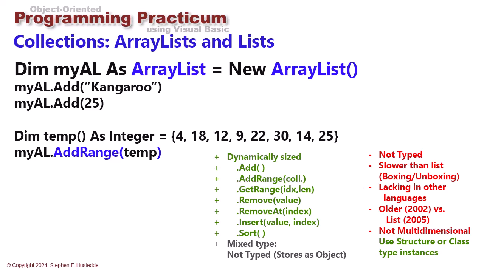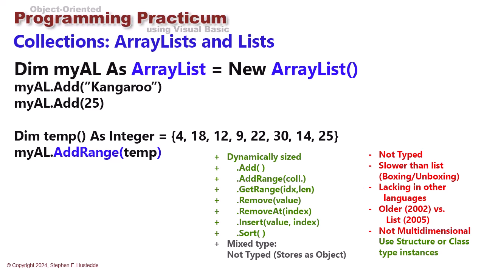And in some cases, the fact that it's not typed can be an advantage because it stores everything as an object. So I can have mixed data types in an ArrayList. But in most cases, we consider that a disadvantage. It can create some problems.